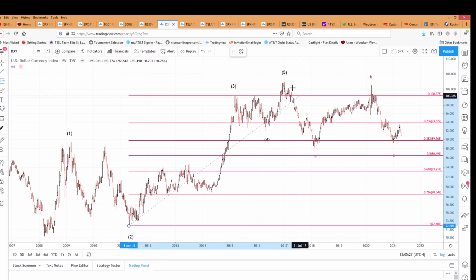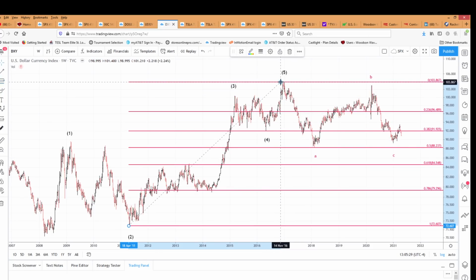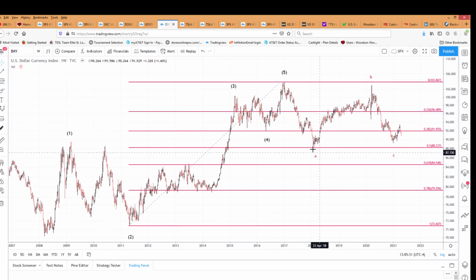Okay, there's our 5 waves up. And look at that. A went right to the 50% retracement. And that could be complete or come down and make a double bottom. You have to watch that wave count internally.